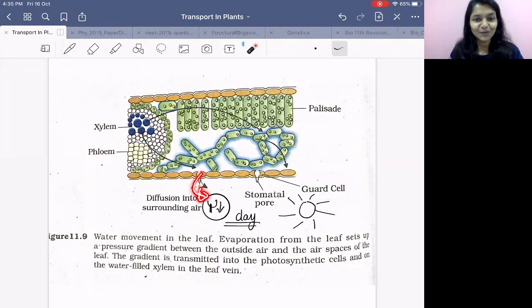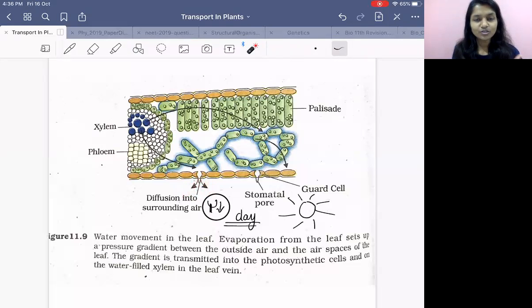So what happens here? From high water potential to low water potential, the water is coming out. But it doesn't come out in the form of water. It comes out in the form of vapor. The main idea of transpiration in the plant is actually what? To cool the surface of the leaf. Is it clear? Raj, is it clear?